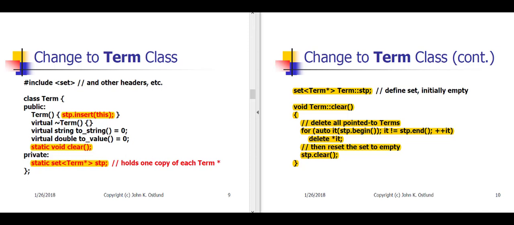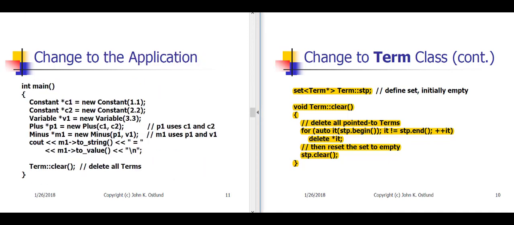Now that we've made these changes so that the term base class becomes the owner of all the pointers to all the objects, here's what our main function now looks like on slide 11. The top part is the same as what we looked at before. We're allocating two constants, one variable, then a plus, adding together the two constants, and a minus, adding together the first plus and the variable. We're then displaying the string and the value representation of that arithmetic expression.